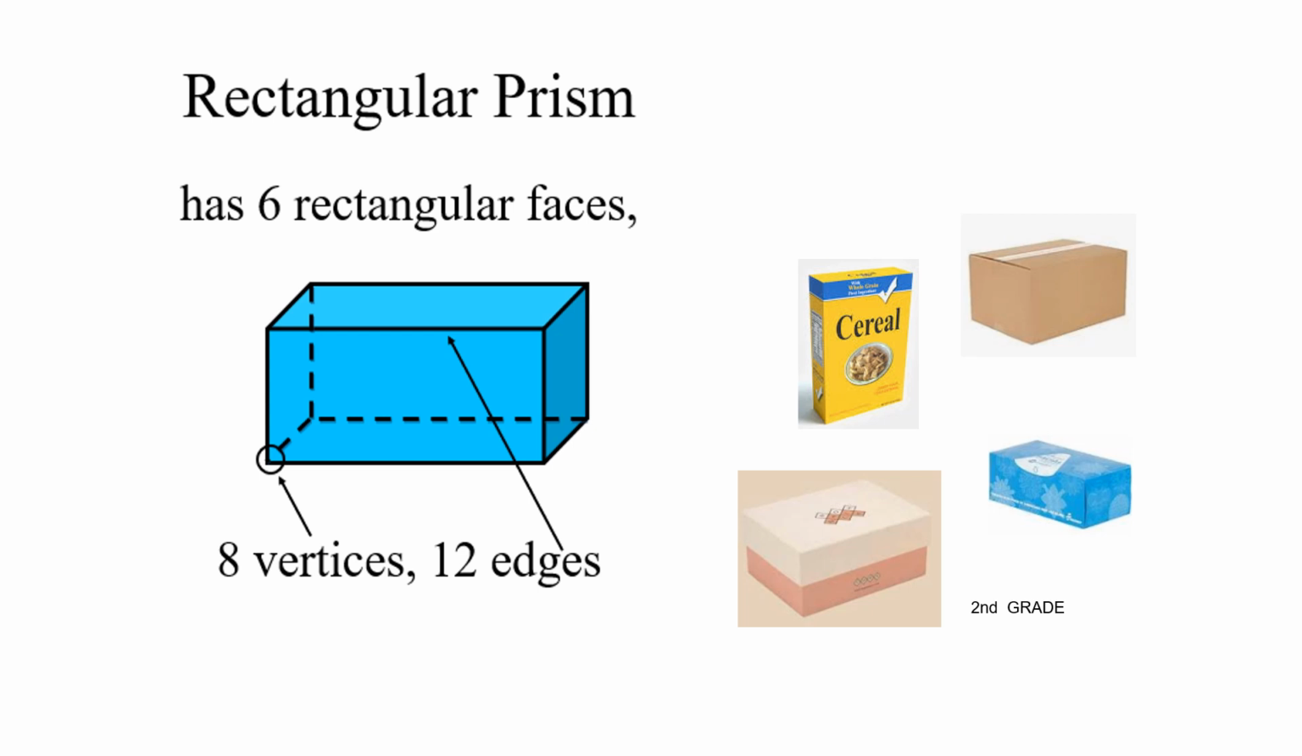And finally, a rectangular prism has 12 edges. There are 4 edges on the top, 4 edges around the middle, and 4 edges on the bottom. If you have a box with you, can you touch and count the edges on your box?